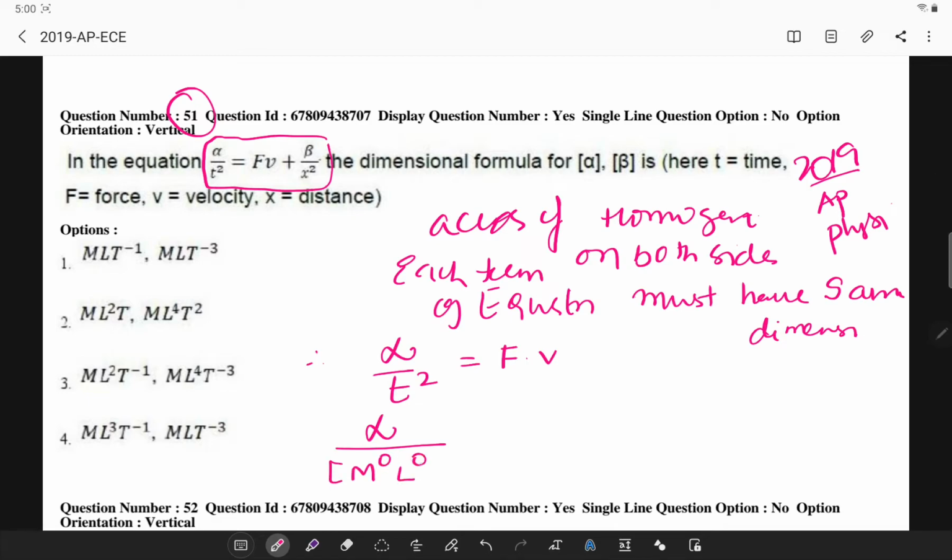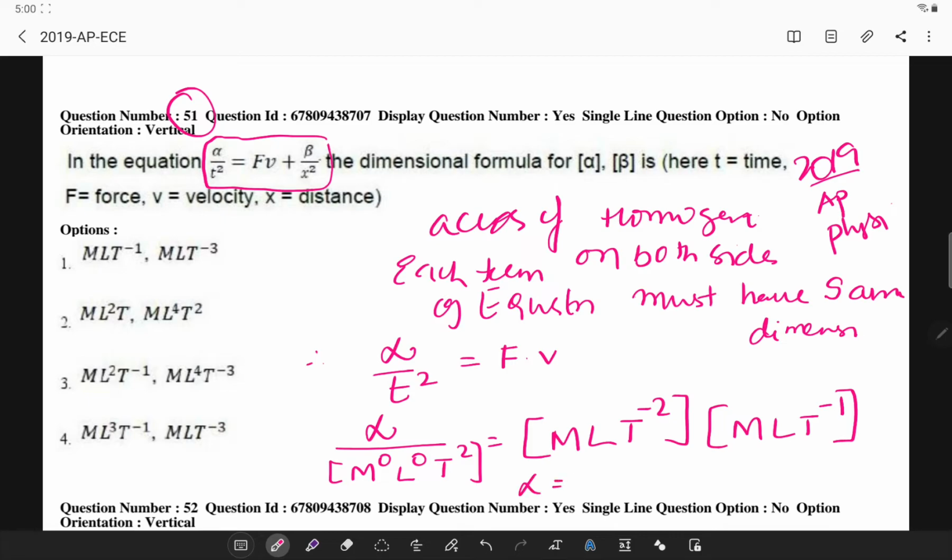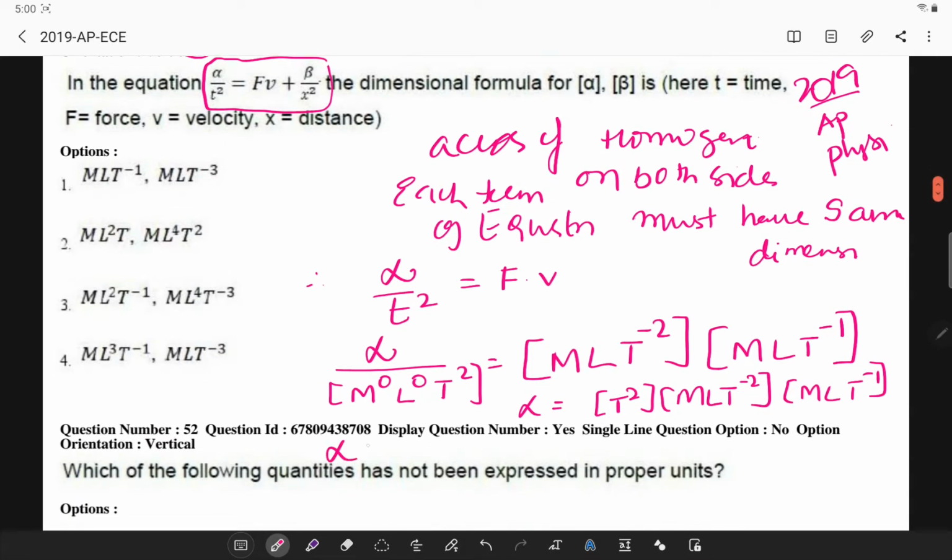is the dimension formula of force, which is M L T power minus 2, and velocity is M L T power minus 1. If I do the multiplication, I will be left with alpha is T square into M L T power minus 2 into M L T power minus 1, or I will be getting the value of alpha as M L square T power minus 1.